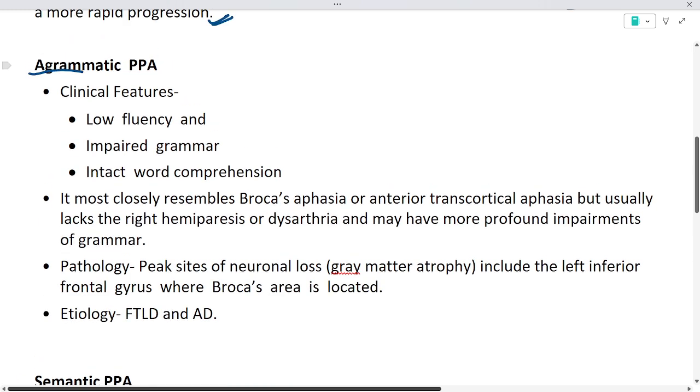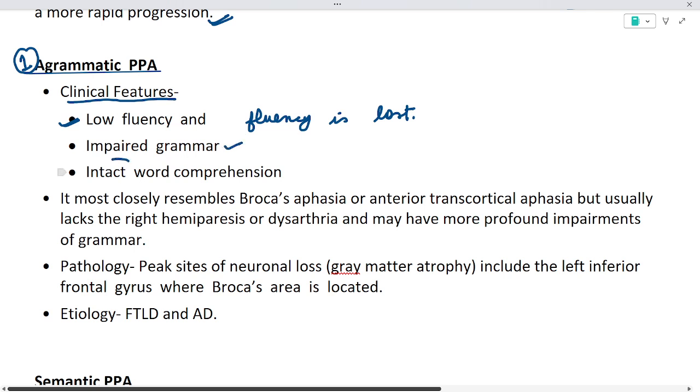Agrammatic PPA is the first type. The clinical features of agrammatic PPA are that it is low in fluency, meaning fluency is lost. The patient is not fluent. Impaired grammar and intact word comprehension is very important to understand here. Let me highlight it. The word comprehension is intact.